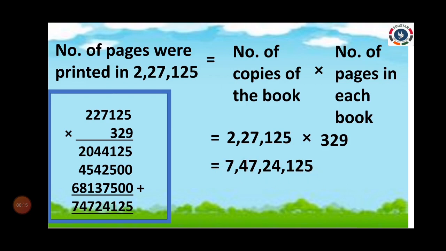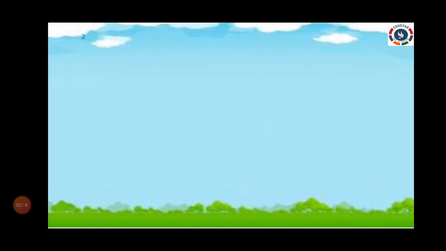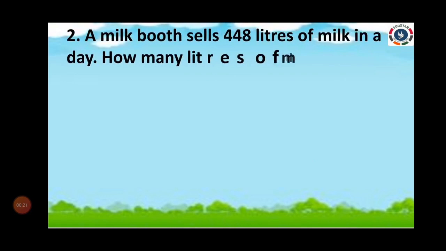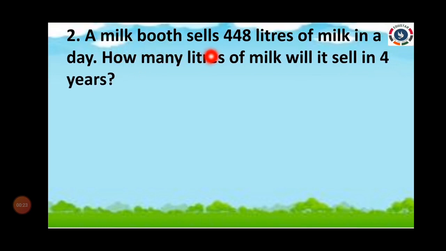Okay, I am going to explain one more example for you. Number 2. A milk booth sells 448 liters of milk in a day. How many liters of milk will it sell in 4 years? Okay, a milk booth, you already know they are selling the milk. How many liters per day are they selling now? 448 liters. Every day they are selling 448 liters. So what we want to calculate here is how many liters of milk it will sell in 4 years.